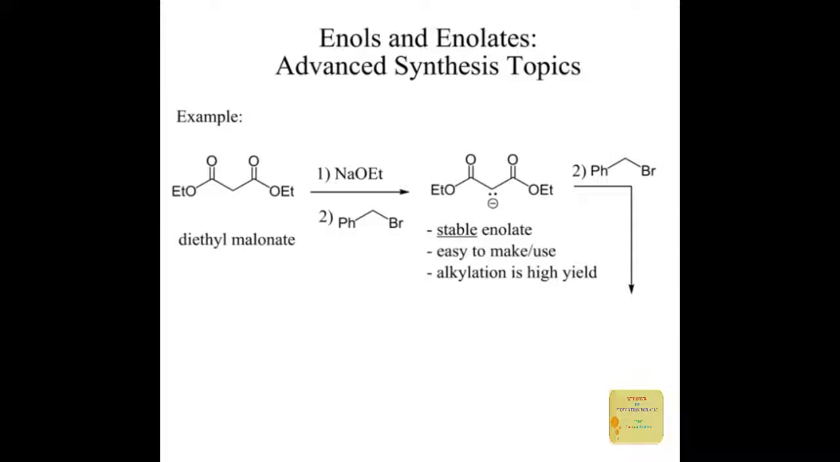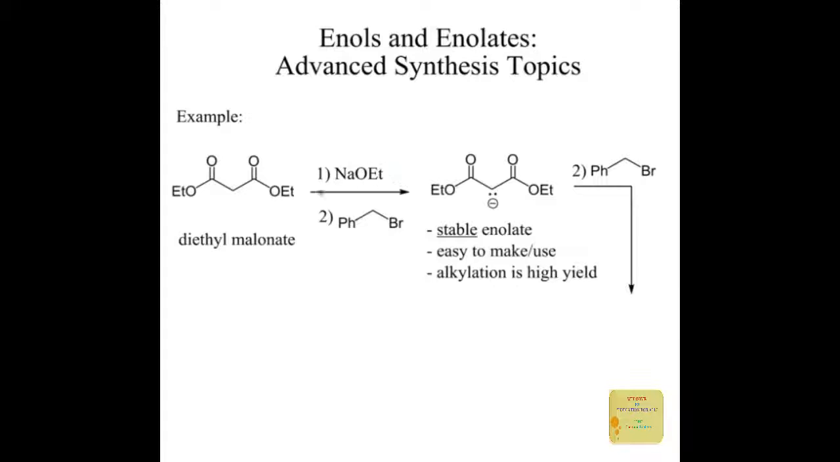Now let me show you a reaction sequence where this is going to be useful to us. We can start with a substrate like this called diethylmalonate. If you treat this with a two-step process, sodium ethoxide and benzyl bromide, the first step you deprotonate to make the enolate. Now remember, this is a stabilized enolate because it has 2 electron withdrawing groups.